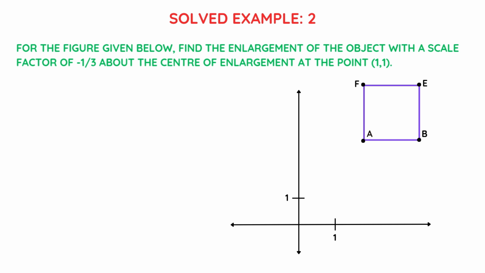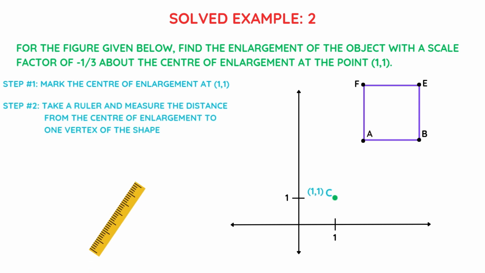For this question, we will again follow the same steps. For step number 1, mark the center of enlargement at 1, 1. Let's label this point as C this time. For step number 2, take a ruler and measure the distance from the center of enlargement to one vertex of the shape. Let's call this vertex A. Suppose the distance from C to A is 3 centimeters.